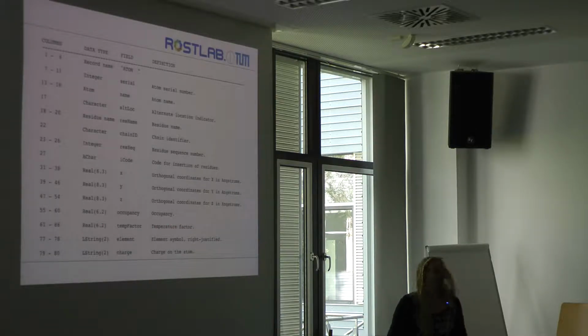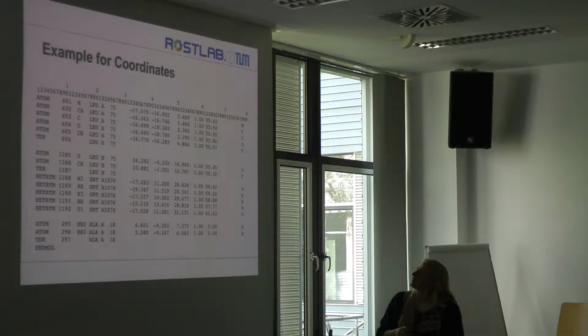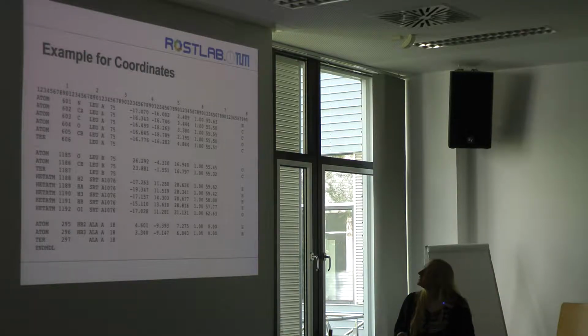Actually, the temperature factor, which is supposed to give you an idea of how mobile the atom is, is often reused to have some other information. If you want to put an annotation on your PDB structure and your viewer doesn't really deal with annotations usually, you sometimes put some other kind of information in the temperature factor field, because then your viewer can color by that kind of value. Okay, so this is an example of what a coordinate section might look like.